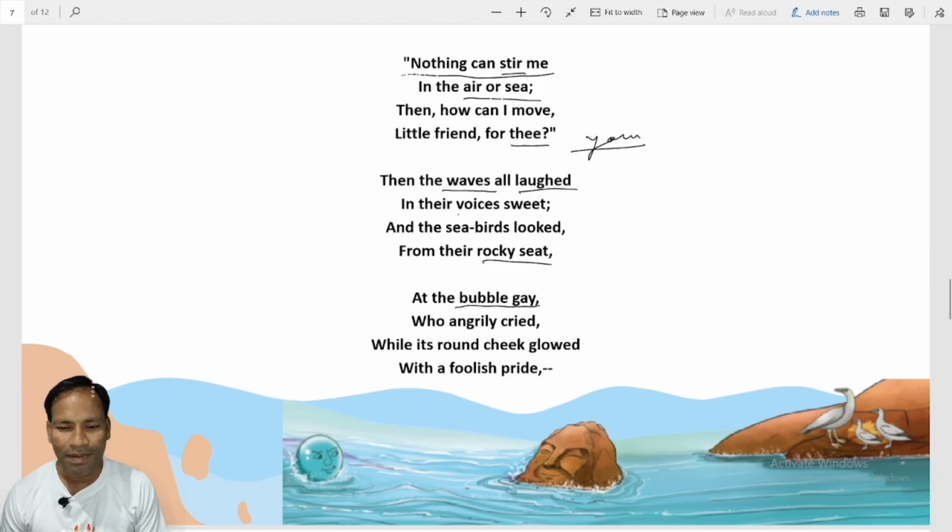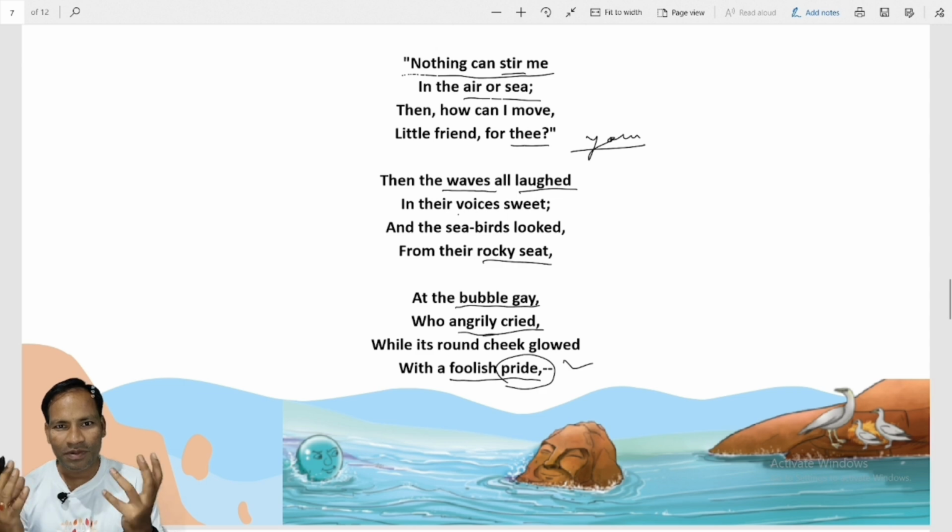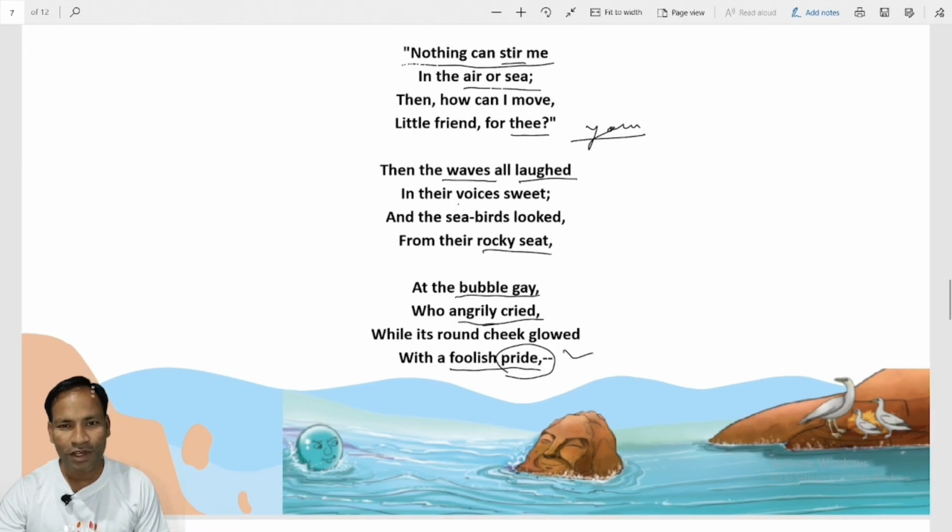Now the happy bubble whom angrily cried, अब वो गुस्से में आया और चिल्लाने लगा, while its round cheeks glowed with a foolish pride. Foolish pride, प्राइड होना चाहिए, देखो दोस्तों, प्राइड होना चाहिए, बट वो प्राइड फुलिश नहीं होना चाहिए. तो यहाँ पे बहुत ही फुलिश प्राइड के साथ उसके दोनों जो चिक्स हैं वो ग्लो होने लगे. और बबल, अगेन पर्सोनिफिकेशन, बबल को ह्यूमन क्वालिटी, चीक्स ग्लोइंग विथ फुलिश प्राइड.